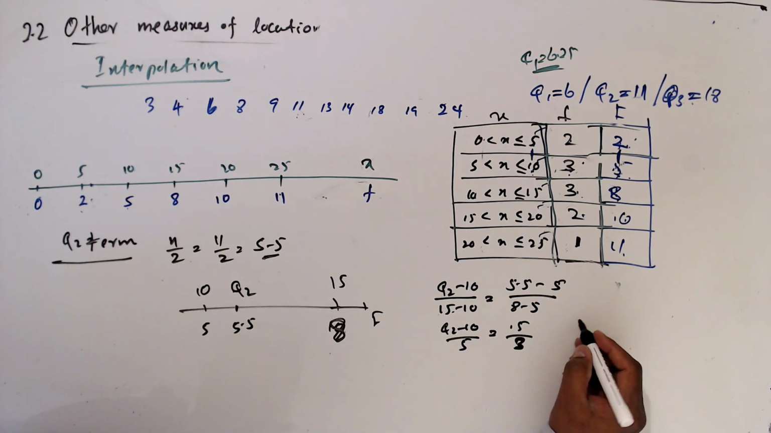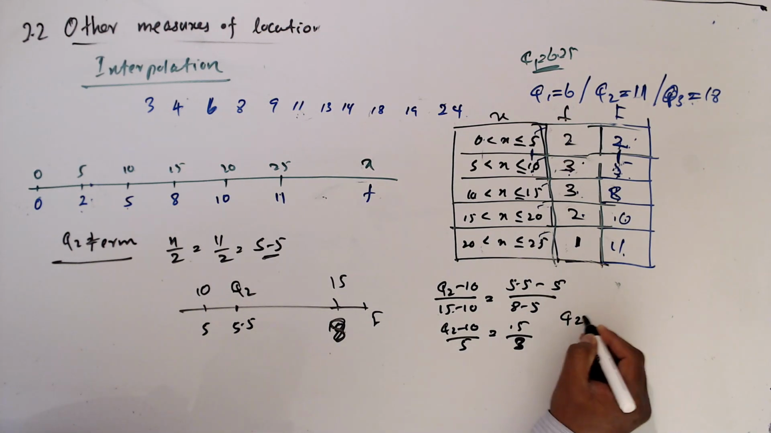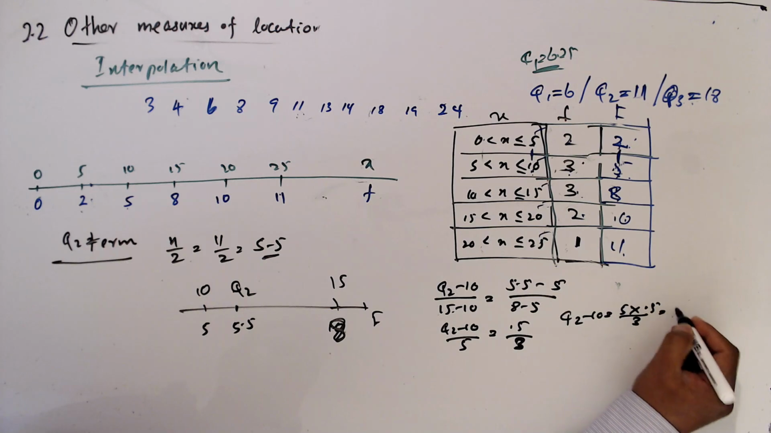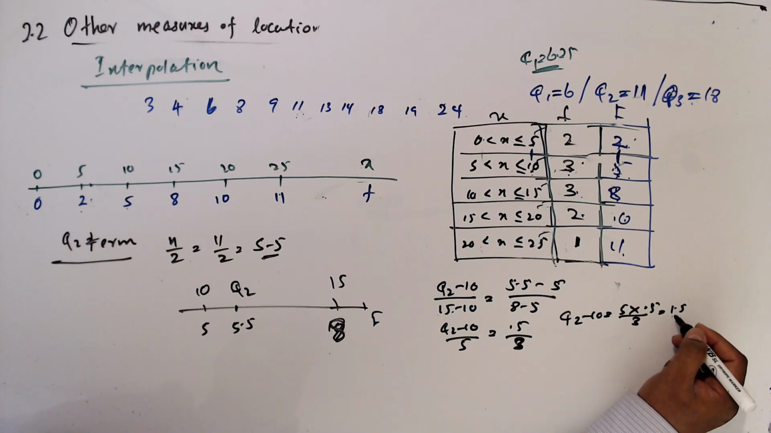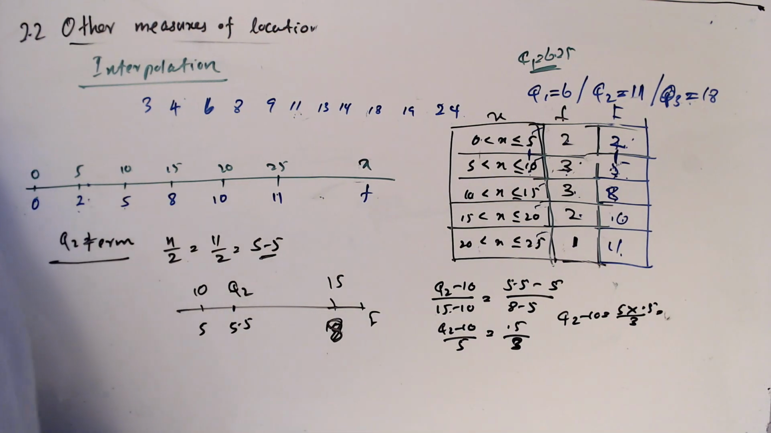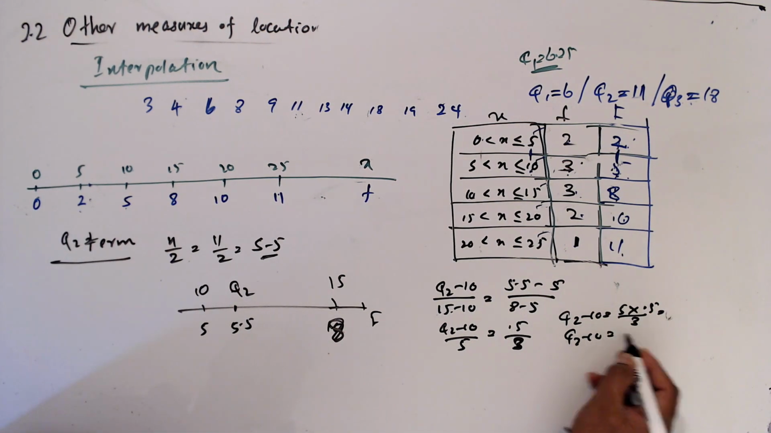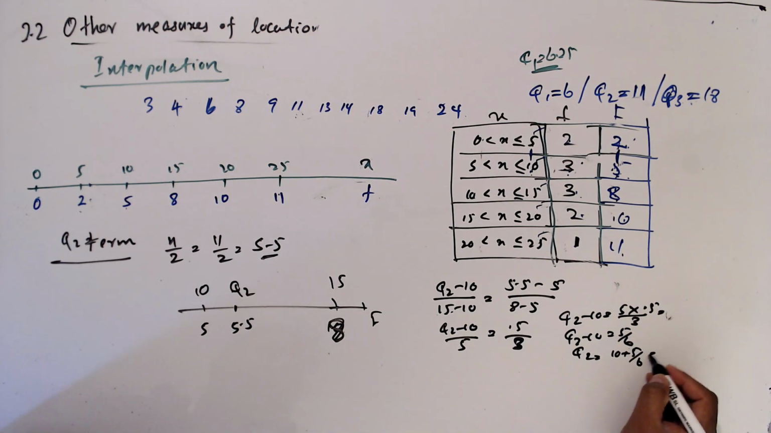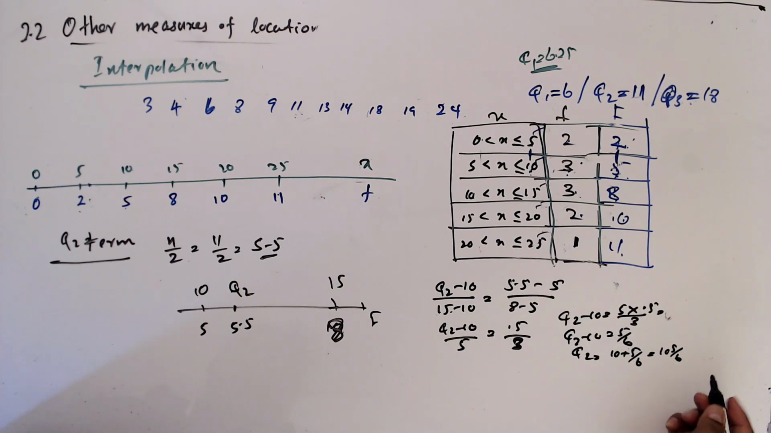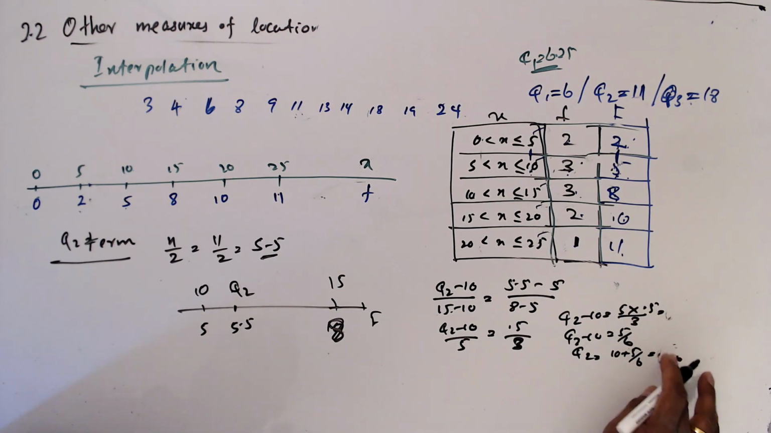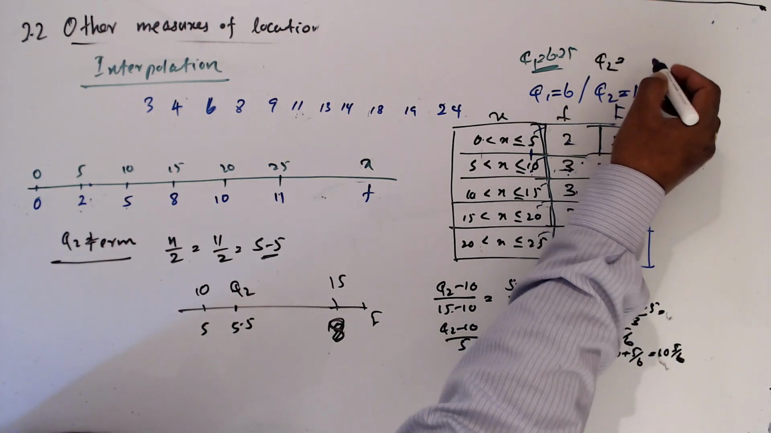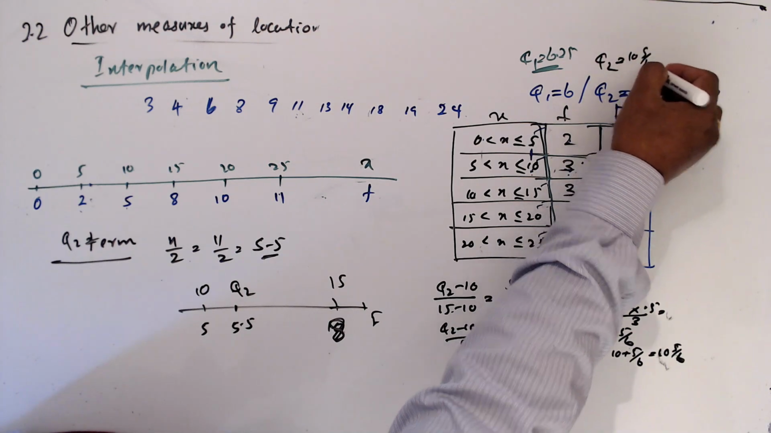Then the answer is going to be Q2 minus 10 equals 5 times 0.5 divided by 3. So 1.5. So Q2 minus 10 equals 5 by 6. Q2 equals 10 plus 5 by 6. So 10 5 over 6. Earlier Q2 was 11, but now with the interpolation, that is 10 5 over 6.